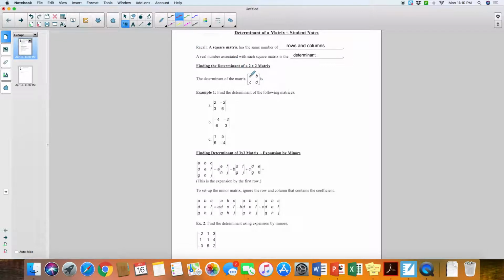So I'm going to multiply A times D, and you always start with the very first element first. Minus, and then I would do the product of the other two, so that would be B and C. That is how you find the determinant of a 2 by 2 matrix. You find the difference between those cross products.